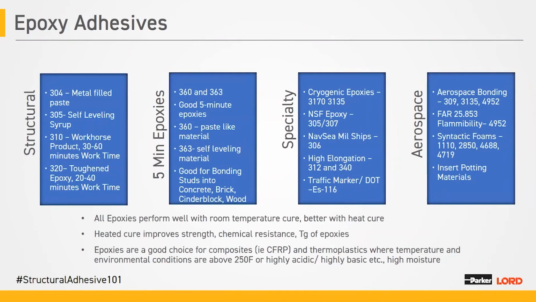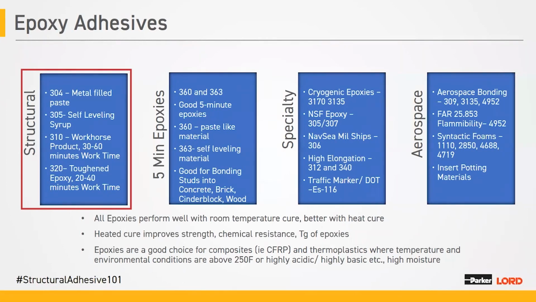For the epoxy adhesives, we don't necessarily have a family of go-to products. There's just a lot of different products in this category, and so I'll just briefly touch base on them. We have a metal-filled paste with the 304, good for MRO operations, etc. A syrupy type product for general composite bonding and foam bonding with the 305. The 310 and the 320 are probably the closest we have to workhorse products.